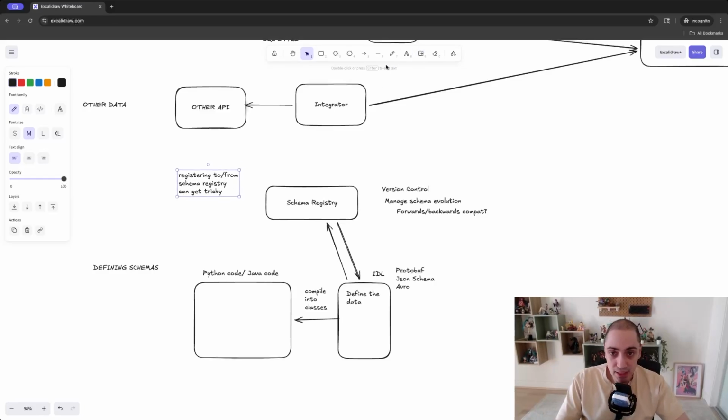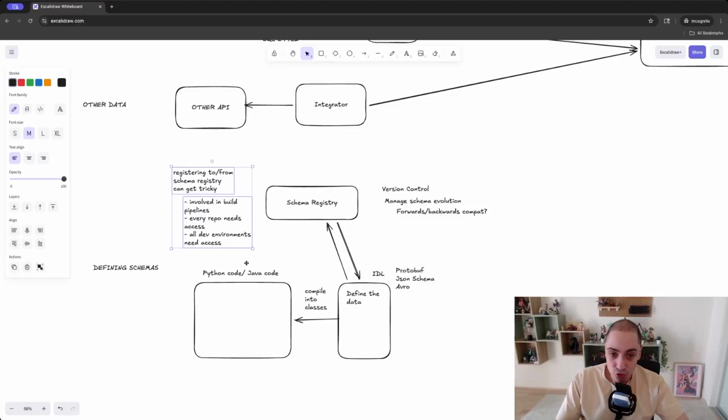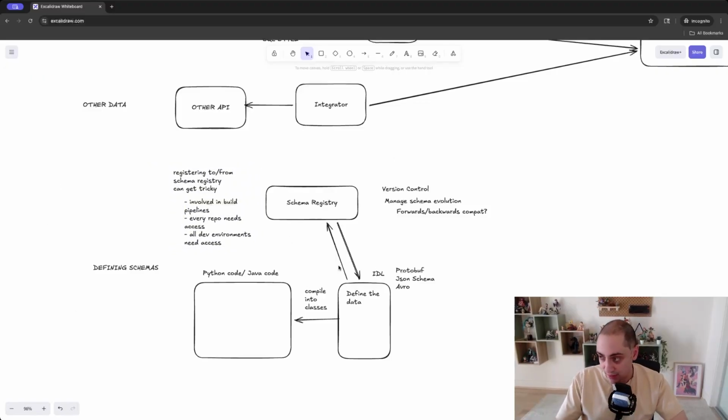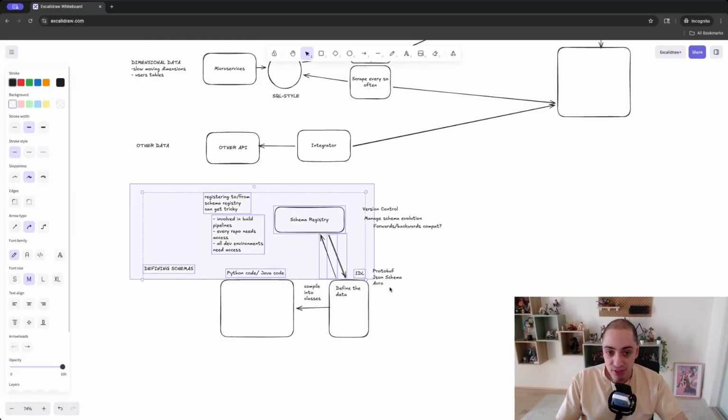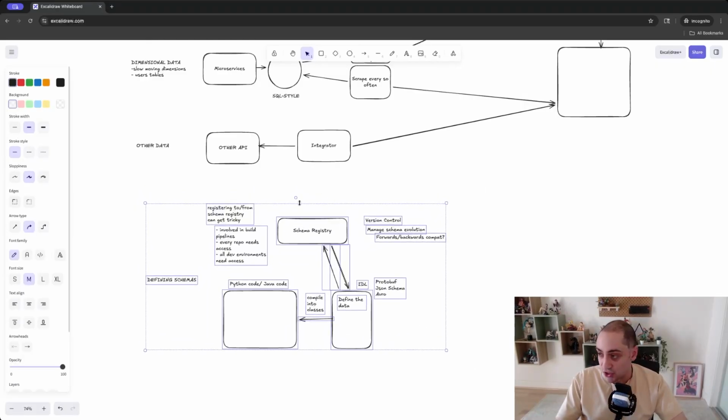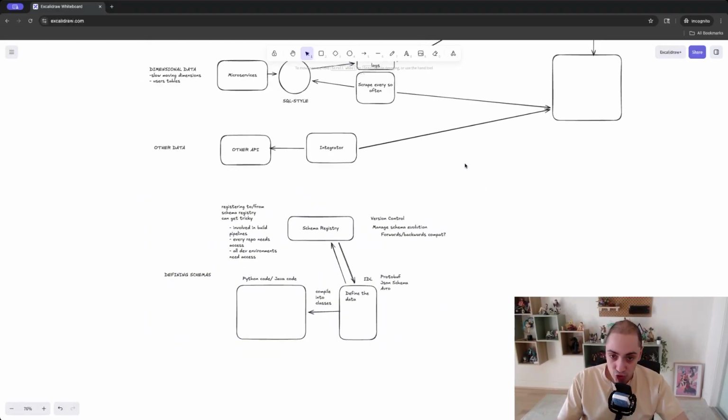Because it might need to be involved in build pipelines, and then every repo needs access, all development environments need access. So, it can get tricky in this structure. I'm not going to go into much more detail than that about how this works, but there's an entire organization that could work towards this structure here.